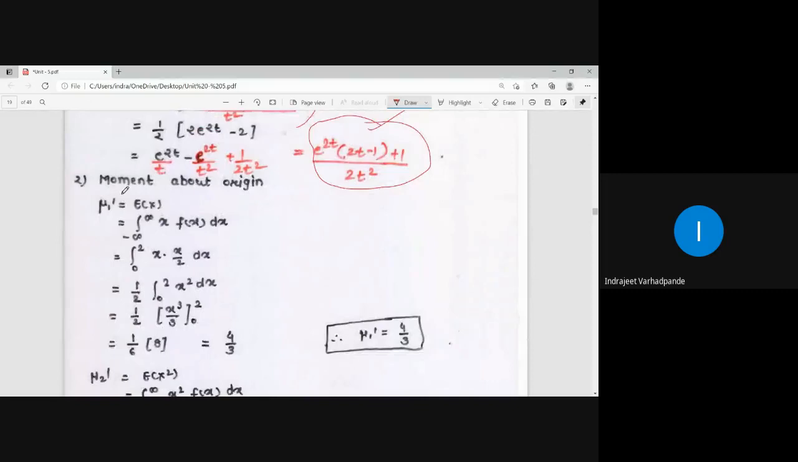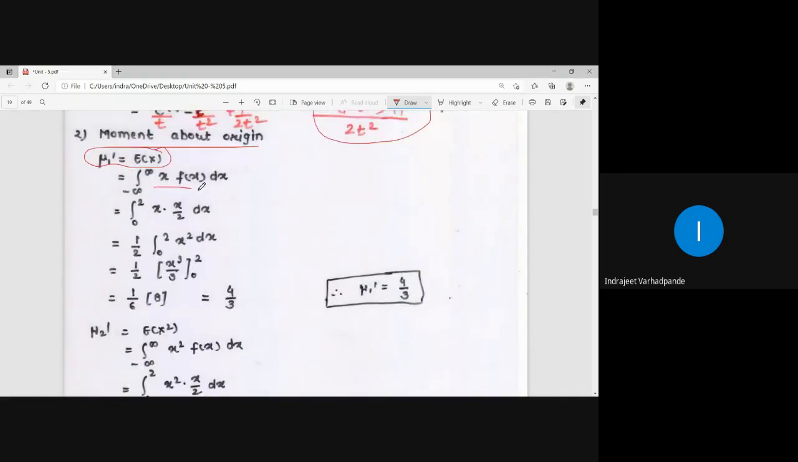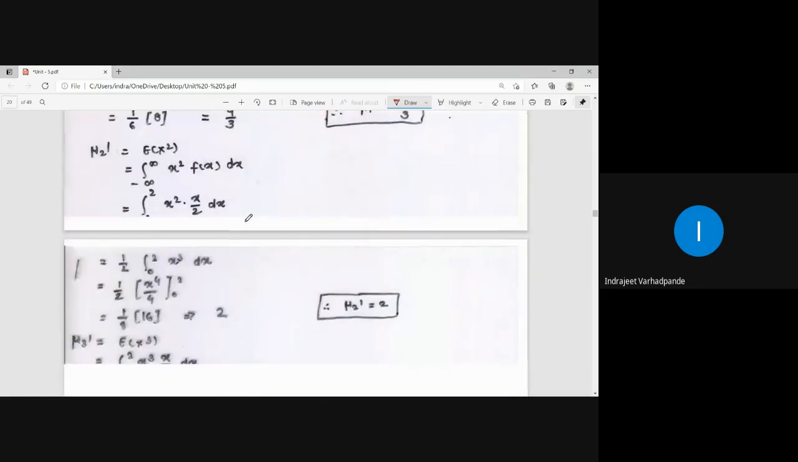Moment about origin to be calculated by the definition. Mu1 dash is expectation of x. Expectation of x is x into f of x. This is very simple. Normal function का algebraic term का integration है. So your answer comes out to be 4 by 3. X into x by 2 is x square by 2. Integration of x square is x cube by 3. Put the limit 0 to 2.